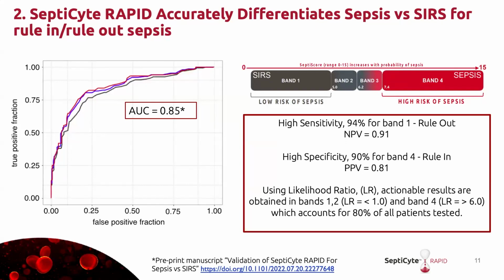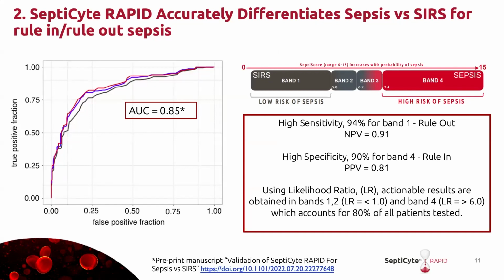So there are 3 ROC AUC curves, giving a ROC AUC of differentiating sepsis from SIRS of 0.85. The score is reported, as I said, from 0 to 15 and broken up into 4 bands. Band 1 has a low risk of sepsis with a sensitivity of 94% and a negative predictive value of 0.91 to rule out sepsis.